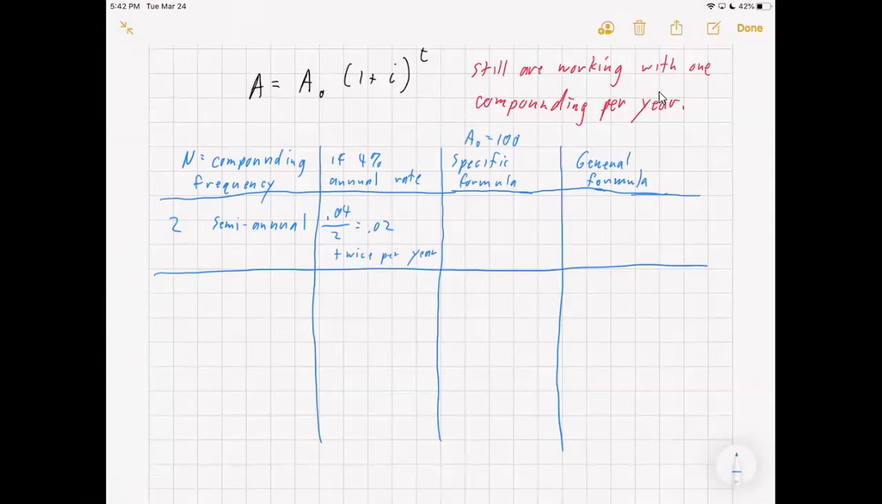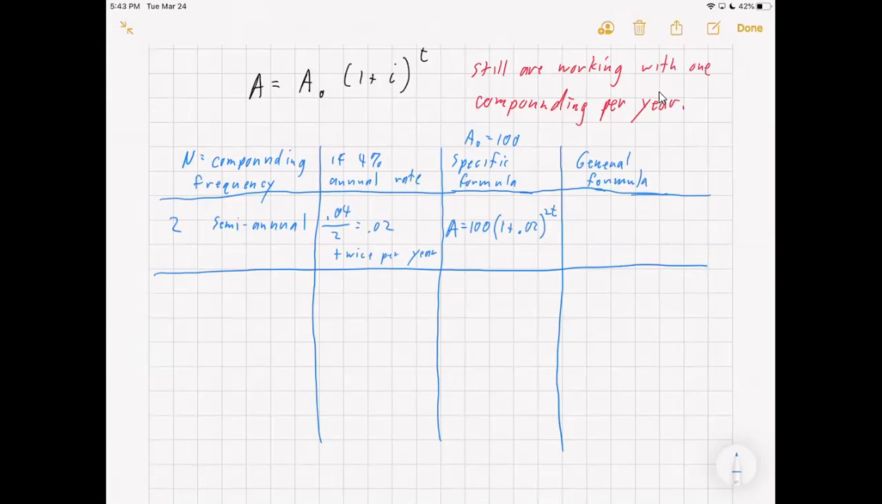Now, how do we change the formula if we're going to give twice per year? We would have that the amount of money we have, we said we're going to start with $100. So instead of giving 4%, we'll do 1 plus 0.02. But we're not going to give it once per year. By the time t equals 1 year, we're going to have compounded twice. So we have to put 2t right there.